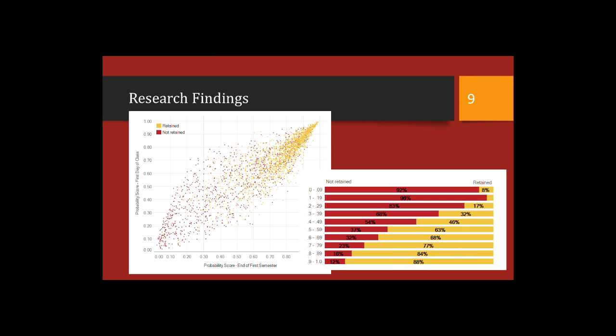The bar chart shows the percent of students at each range on the initial predictive score who were retained and not retained. So you can see at the low end, say 0.1 to 0.19 probability score, 96% of those students were not retained.